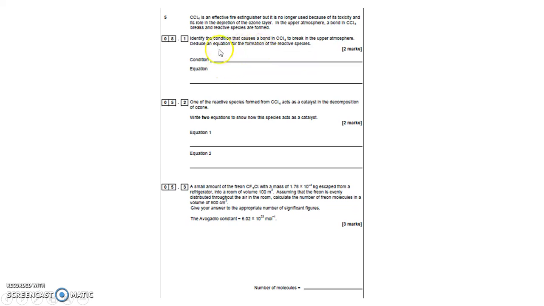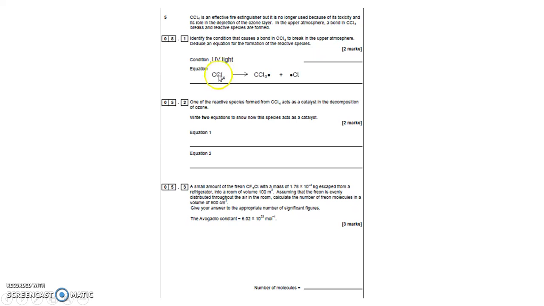Well, first of all, in the upper atmosphere, you get ultraviolet light from the sun, and that's the energy that's needed. The ultraviolet light provides the energy to break the bond. UV light. The equation, well, in CCl4, one of the bonds between the C and the Cl breaks, and there's a pair of electrons in that bond that's forming a covalent bond.